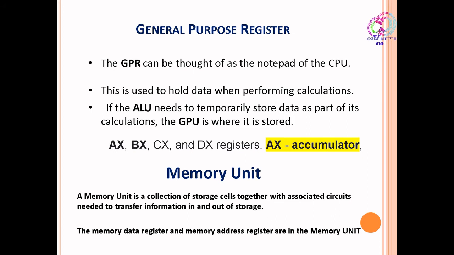This memory unit is a collection of storage cells together with associated circuits needed to transfer information in and out of the storage. So it has that connection, it will temporarily store, then pass the data on, and then the calculation part is done again. Those things it has to remember during calculation are handled in the memory unit. There are two registers in the memory unit: one is the MDR or MBR, the memory data register or memory buffer register, and the other is the memory address register.